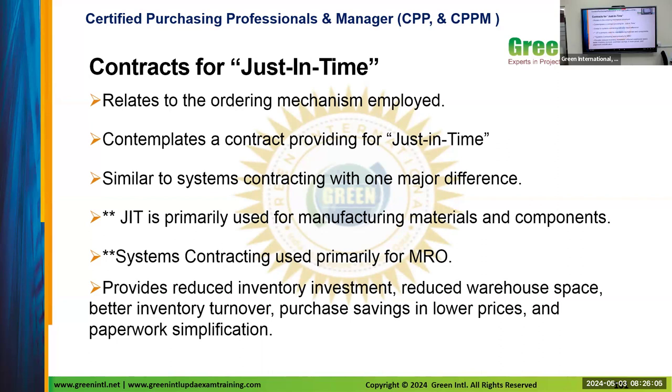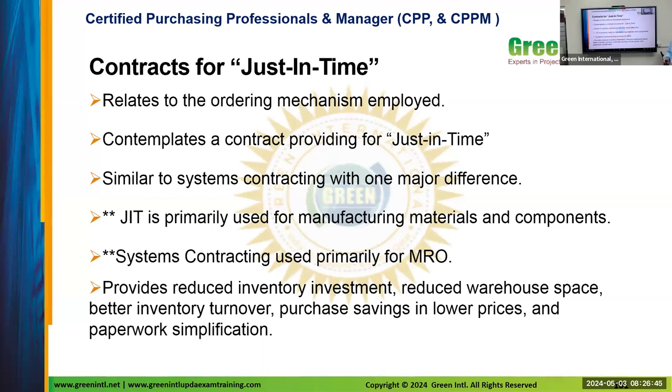It relates to the ordering mechanism employed and contemplates a contract providing for just-in-time, similar to systems contracting with one major difference. JIT is primarily used for manufacturing materials and components. Systems contracting is used primarily for MRO. So basically, the difference between systems contracting and just-in-time is that systems contracting is mostly used for maintenance, repair, operation items, whereas just-in-time is used for manufacturing materials or raw materials or components which actually go into the products.